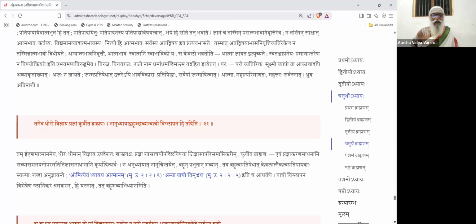Further what? Na anudhyayat, na anuchintayet, bahun prabhutan shabdan. So don't think about or don't study all these different words, different shastras. Because now your only purushartha is moksha, and for that whatever jnanam is required, focus only on that. You don't have to focus on other things which are only revealing the objective world, and there is no end to such knowledge also. Anything in the world you can never know completely anyway.